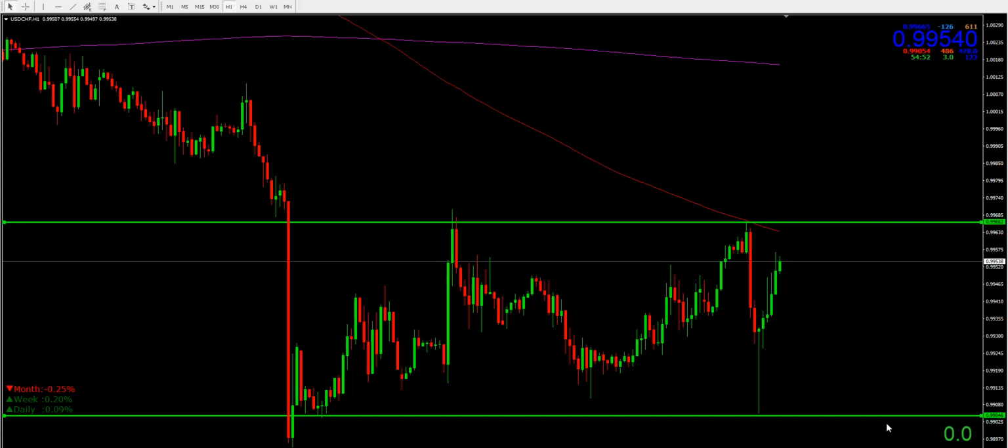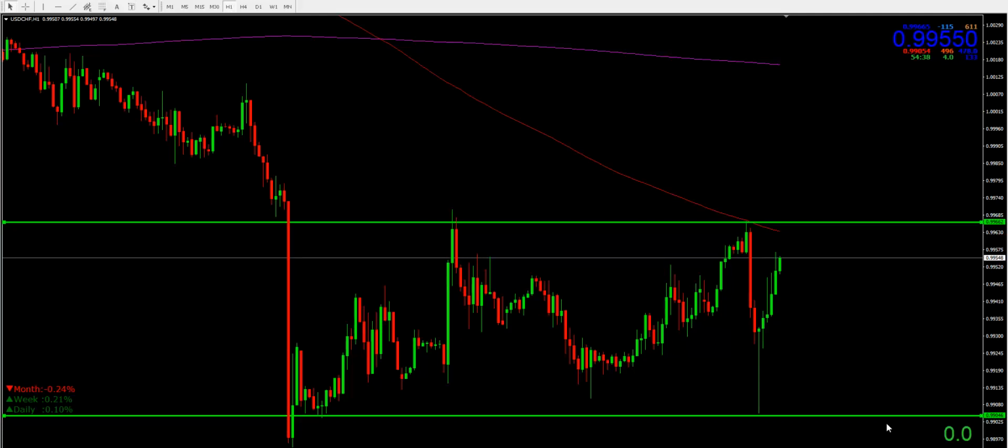Now, in today's video, I am going to be showcasing how I enter trades, or if you like, how I trade price action using double tops and triple tops and all. So let's go. You can see here this is the 1 hour time frame on the US dollar CHF, US dollar Swiss franc.